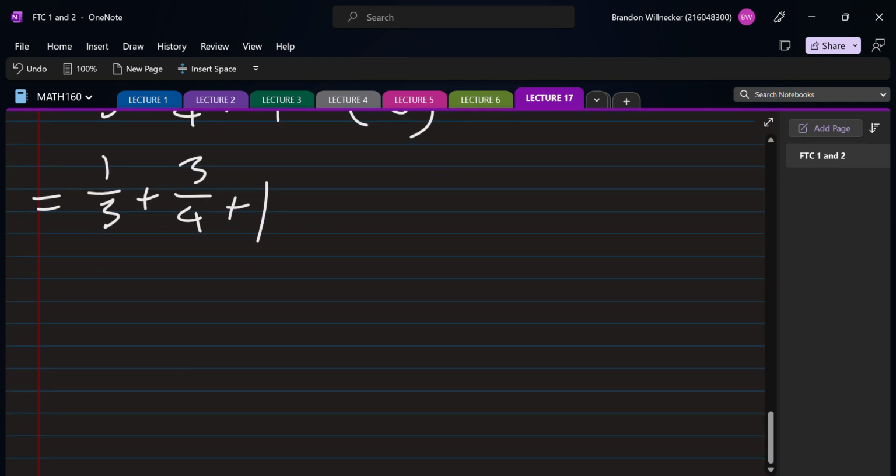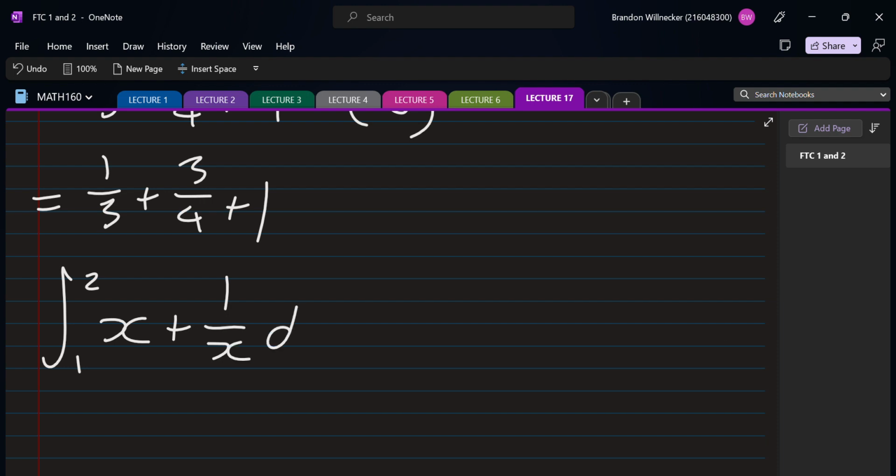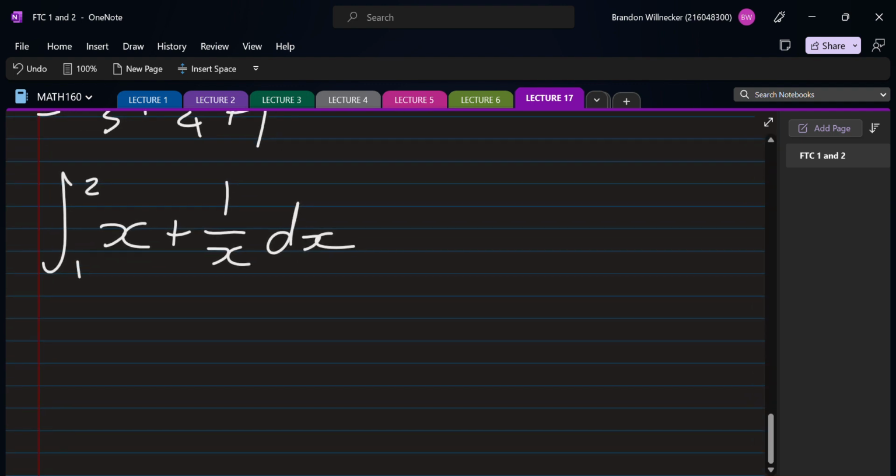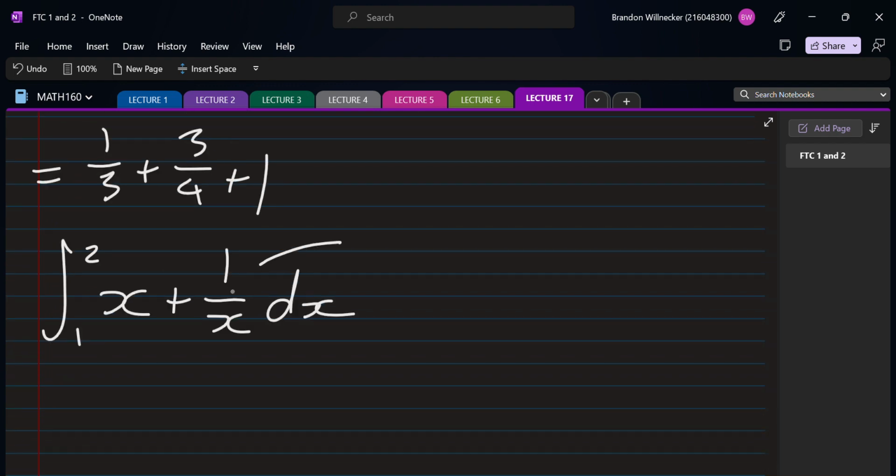Okay, let's do one more. So we have the integral from 1 to 2, x plus 1 over x dx. Now you might think this 1 over x, you might want to write it as x to the minus 1. Please do not do that.